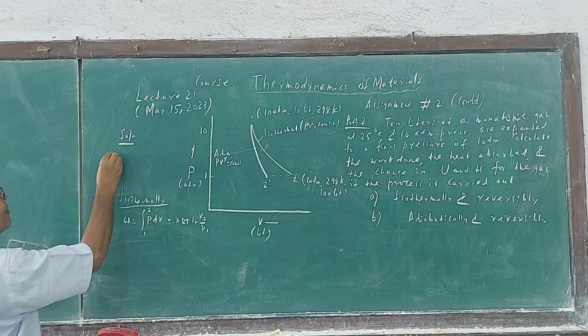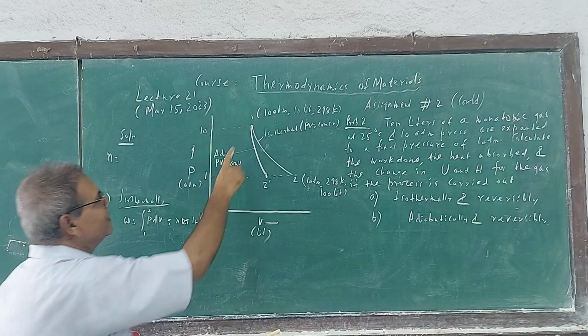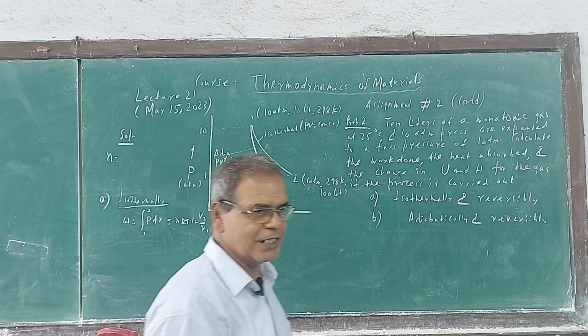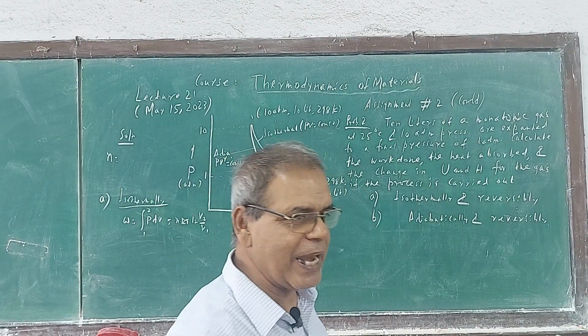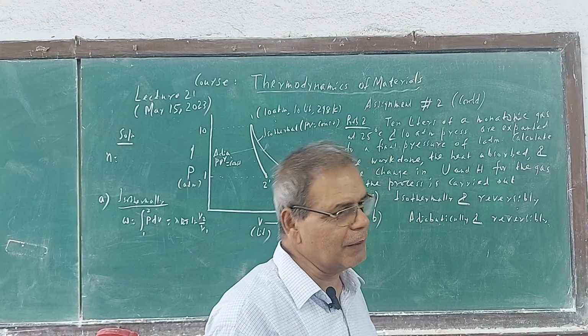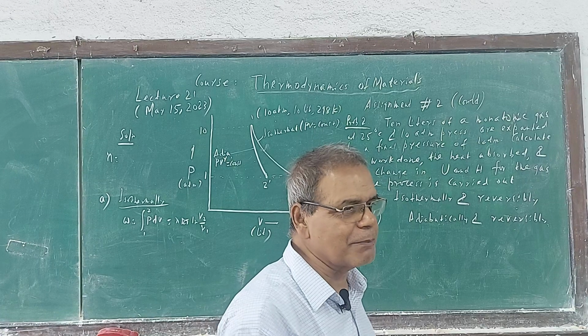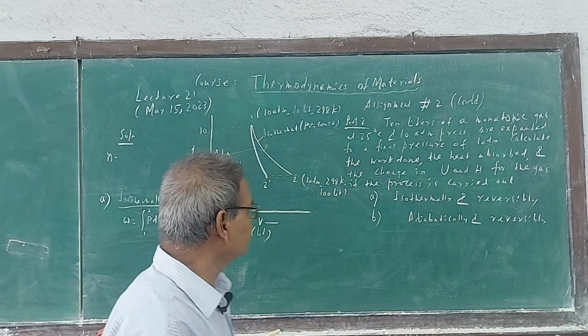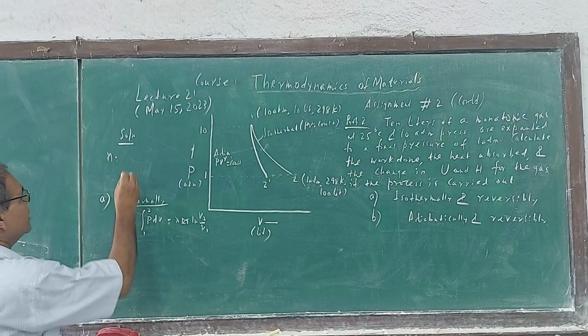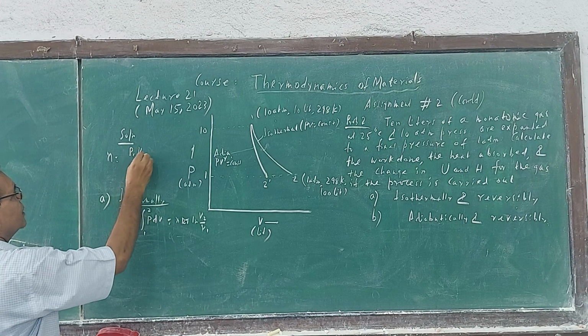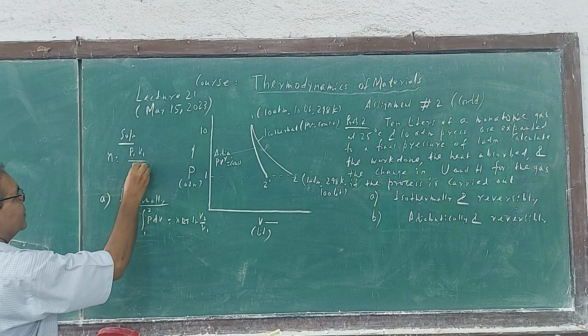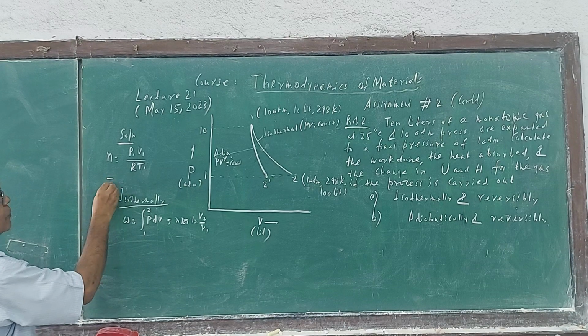So find out n at the very beginning, no problem, because the initial state contains P, V, T, which means n can be found. Remember, any two or any three, the fourth can always be found. Sometimes moles will be given, pressure, temperature given, volume can be found. So n is P1V1 by RT1. What is this value? Put the values.